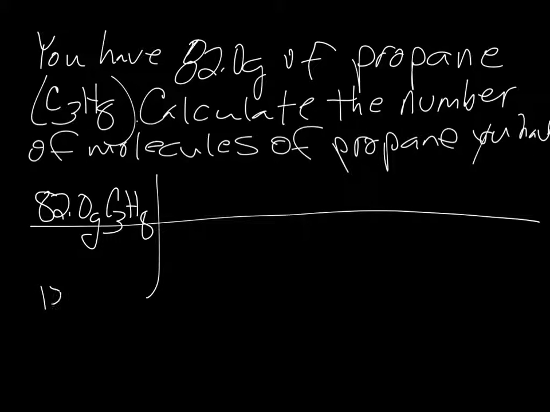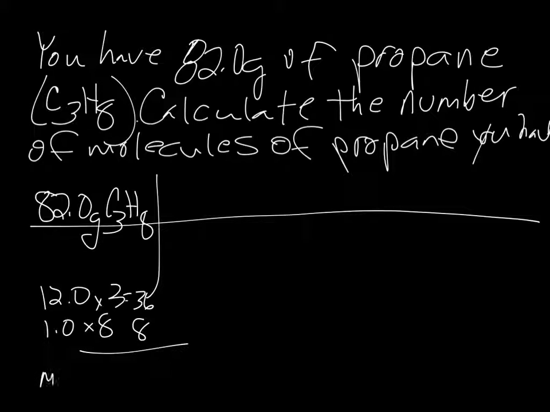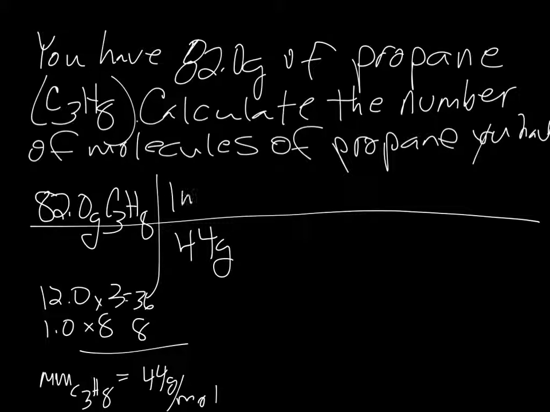Carbon clocks in at 12.0, let's take it to the tenth. You have 3 of them. And our hydrogen is 1.0, and we have 8 of them. So this will be 36. This will be 8. So the molar mass of our C3H8 is equal to 44 grams per mole. There's our conversion factor. So what I'm going to do is put the 44 grams at the bottom and 1 mole at the top for my propane.